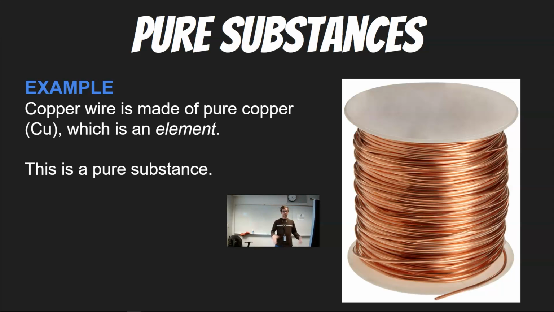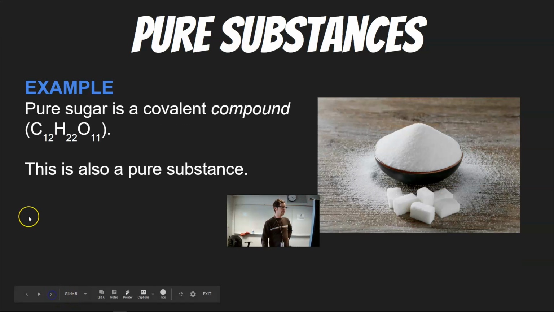So copper is just made out of pure copper, which is an element, right? It's simply refined from ores found in the ground, and then you just have copper. And so that's a pure substance that is an element, right? Pure substance, two kinds. This happens to be the kind that is an element.